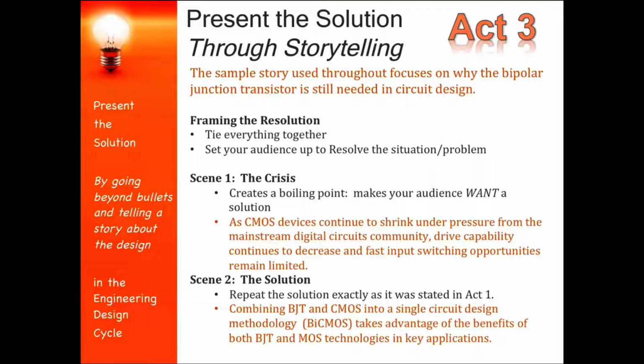In the first scene of this last act in our story, we will create a boiling point. As CMOS continues to get smaller and expand across the circuits community, BJTs, like the panda bear, are at a woeful and serious risk. In the second scene, we will remind our audience of the solution. Combining BJT and CMOS will create a new hybrid technology that will save the BJT from obscurity.